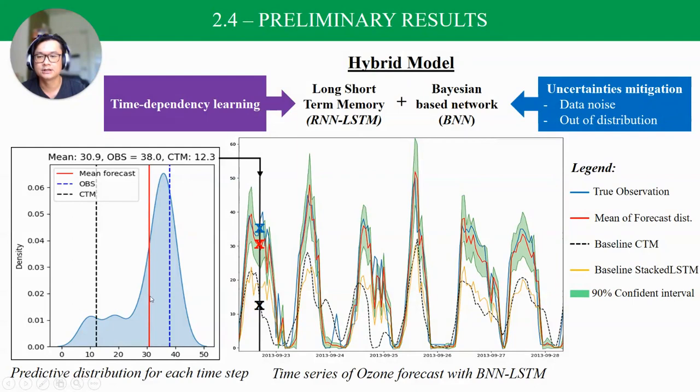You can see here the gap between the prediction and the real observation is close in comparison with the baseline models. Here I use two baseline models. The first one is the CTM baseline model, and the second one is the simple stacked LSTM model without Bayesian inference. From the distribution, we can infer confidence intervals, which we can apply to decision-making systems.